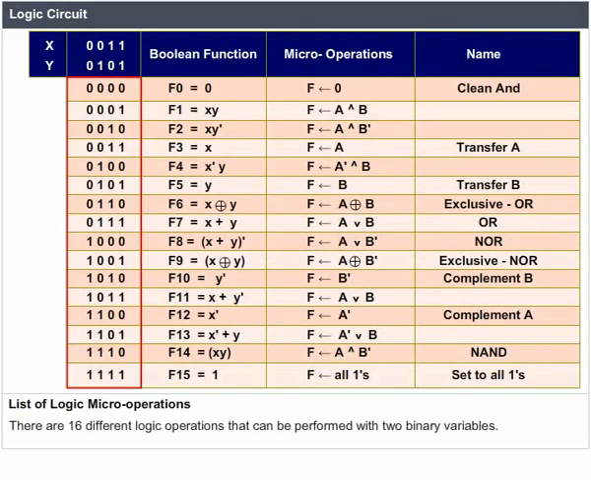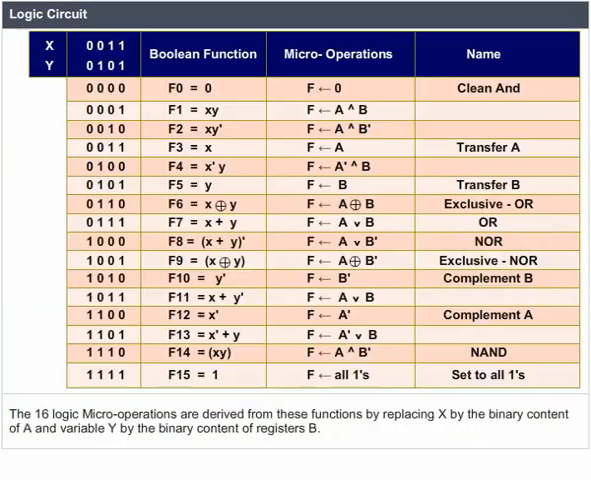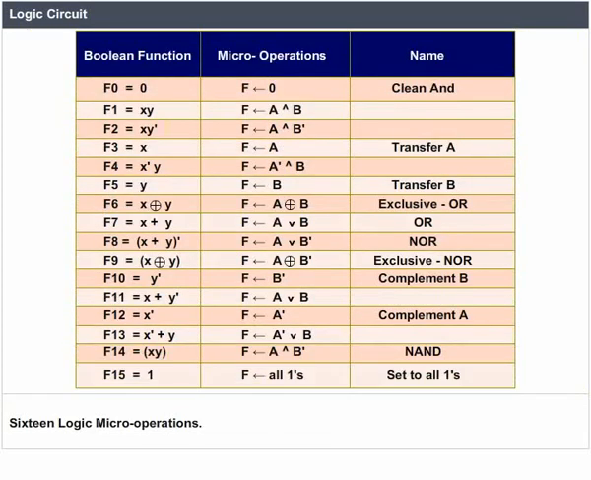List of logic micro-operations. There are 16 different logic operations that can be performed with 2 binary variables. The 16 Boolean functions of 2 variables x and y are expressed in algebraic form. The 16 logic micro-operations are derived from these functions by replacing x by the binary content of A and variable y by the binary content of register B. 16 logic micro-operations.